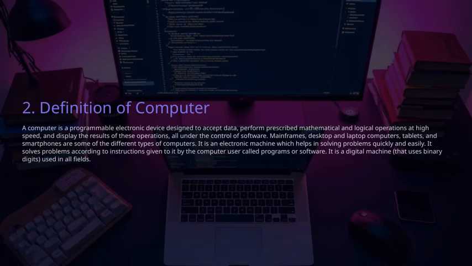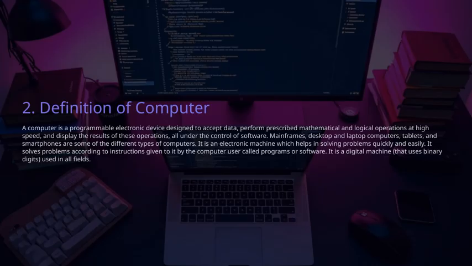Let's talk about what a computer really is. A computer is a programmable electronic device, which means we can give it instructions through software. It's designed to accept data, process it using mathematical and logical operations, and do all this at incredible speeds. The results are then displayed for us to see. When we say software, we're referring to the programs or instructions that control the computer's operation.